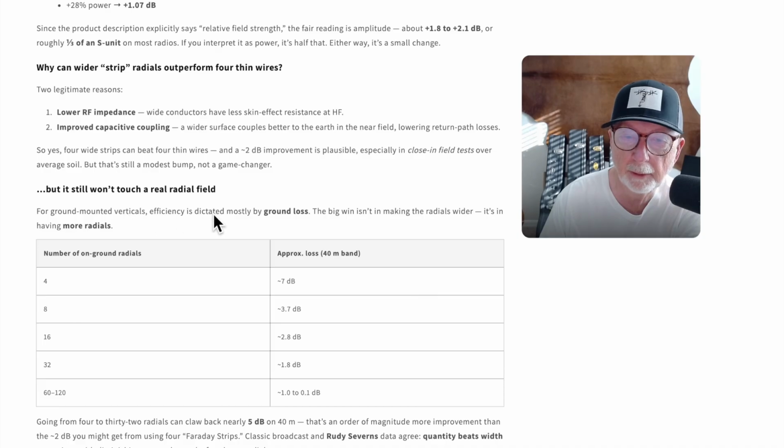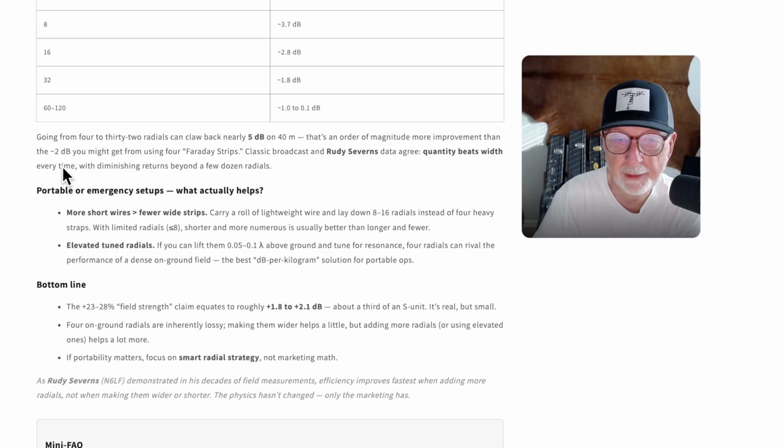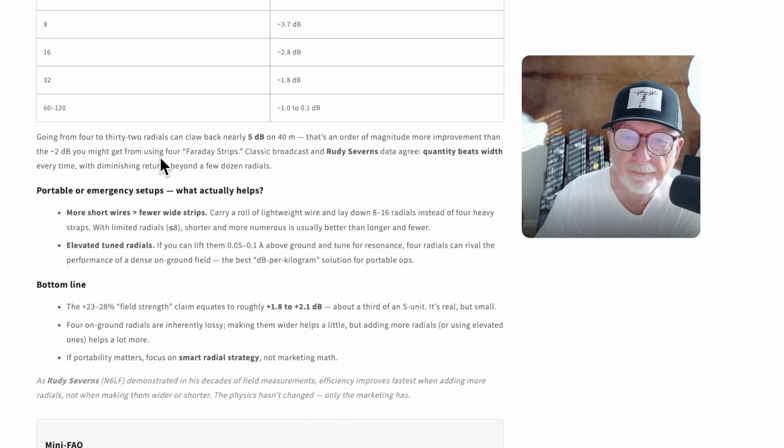For ground-mounted verticals, efficiency is dictated mostly by ground loss. The big win isn't in making the radials wider, it's in having more radials. Let's jump down to here. Going from 4 to 32 radials can claw back nearly 5 dB on 40 meters. Now that is an order of magnitude more improvement than the 2 dB you might get from using four Faraday strips. Classic Broadcast and Rudy Severin's data agree quantity beats width every time, with diminishing returns beyond a few dozen radials.